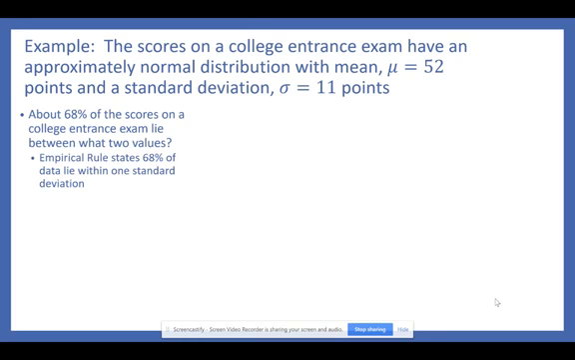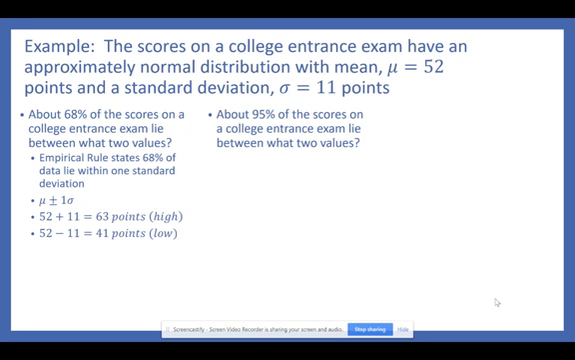Well, the empirical rule states that 68% lie within 1 standard deviation. So if I calculate the mean plus or minus 1 standard deviation, we would have 52 plus 11 is 63, which would be your high, and 52 minus 11 would be 41. So about 68% of the scores on a college entrance exam would lie between 41 and 63 points.